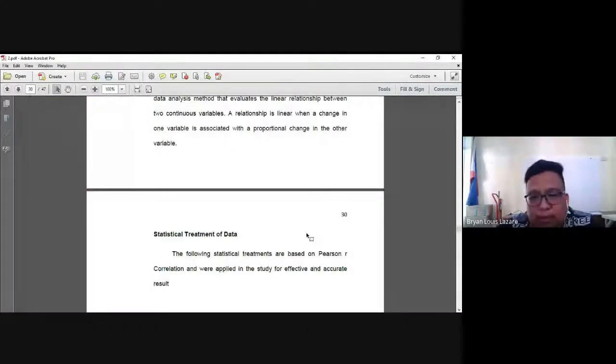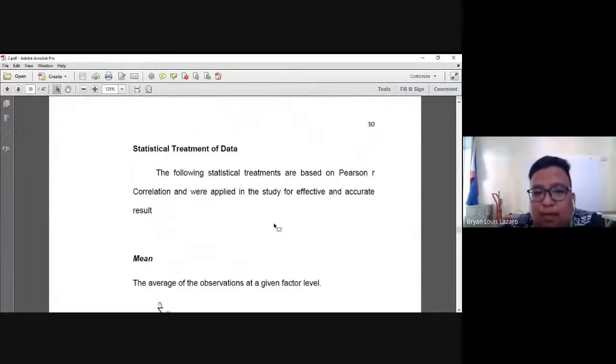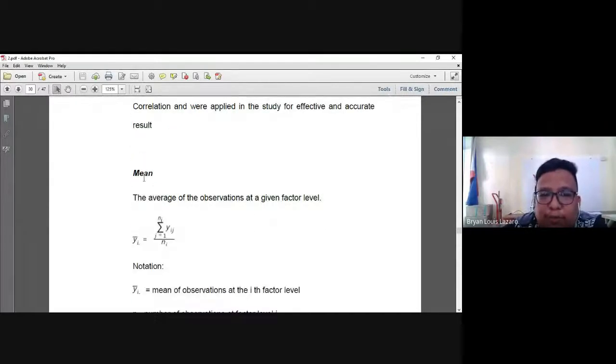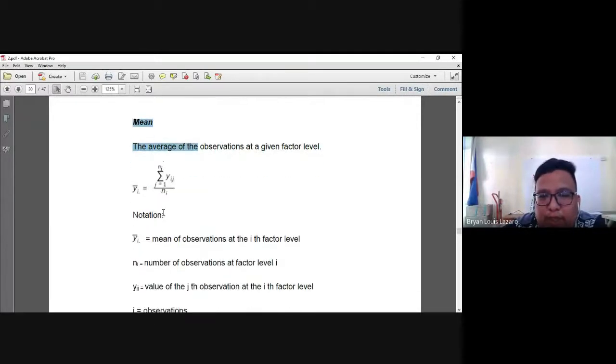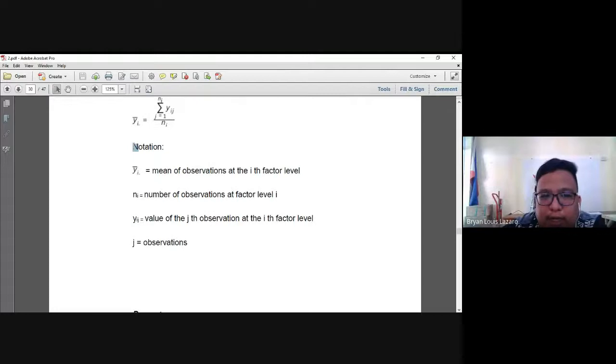Okay. Look at this one. So I hope you can see here. No? So, enumerate niyo yung mean. Mean, ginamit siya ng mean. Tapos yung formula ng mean. Yung notation ng mean.